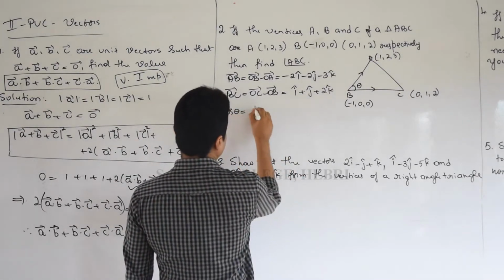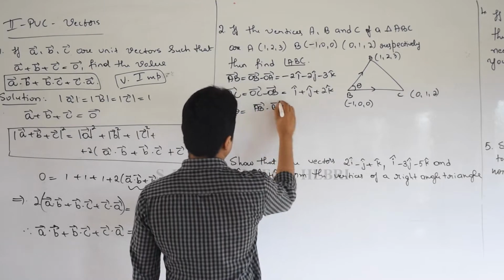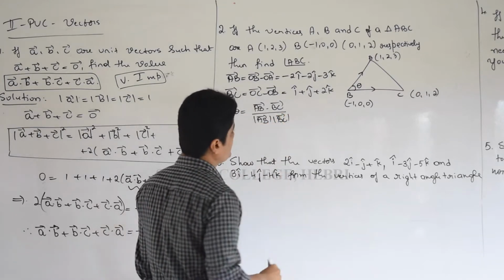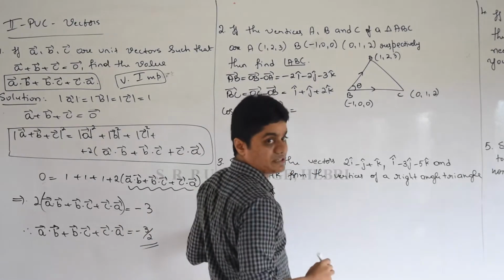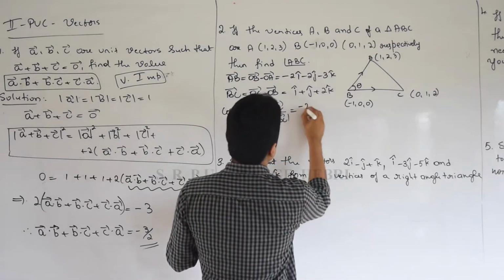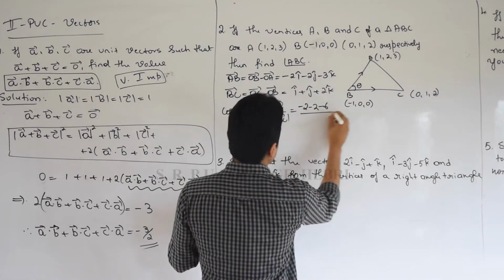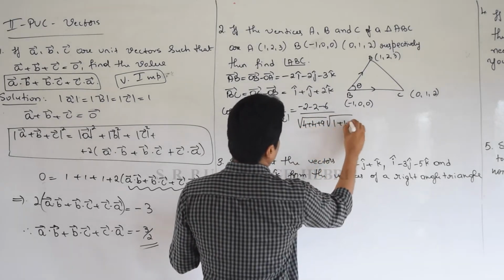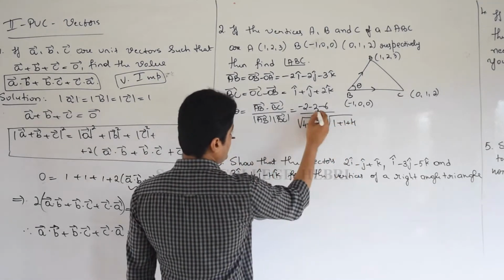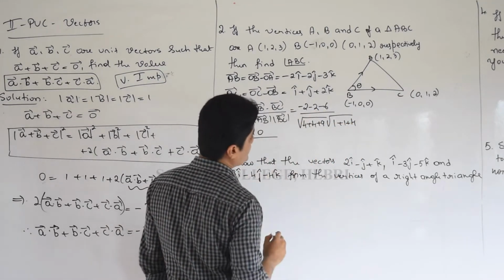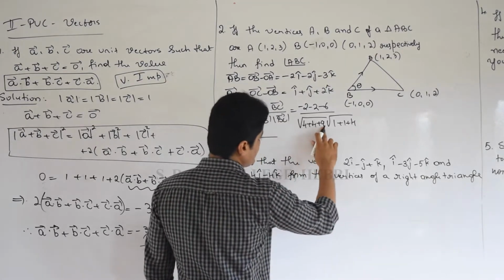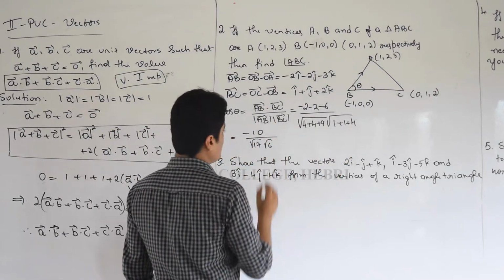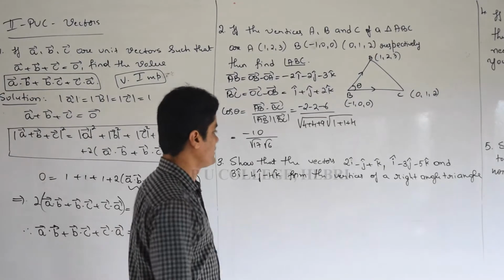I hope you remember cos theta is equal to vector AB dot vector BC divided by their magnitude. First you take the dot product between the vector AB and vector BC. That will be minus 2 minus 6 divided by square root of 4 plus 9 into 1 plus 1 plus 4. So this will be minus 10, right? Minus 10 divided by square root of 8 plus 9, 17, and this is root 6. Okay, this is cos theta equal to minus 10 by root 17 and root 6.